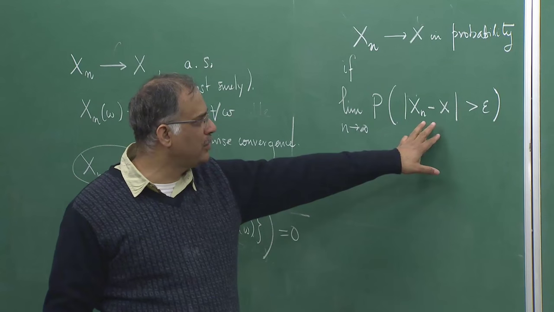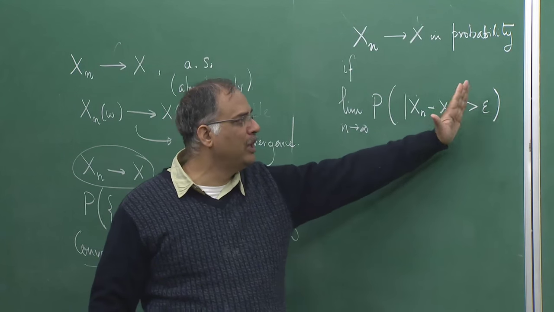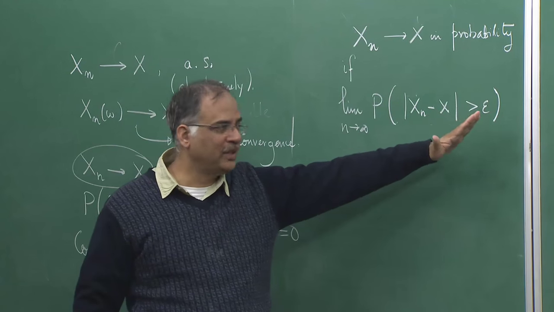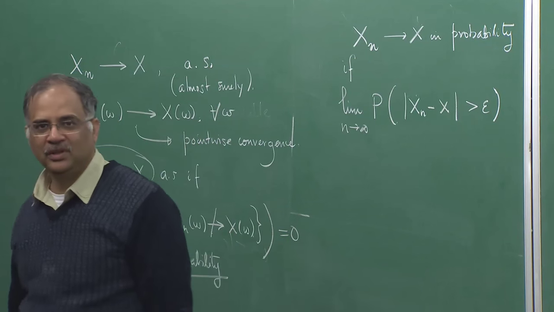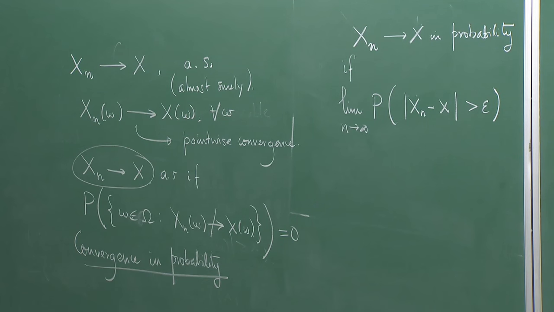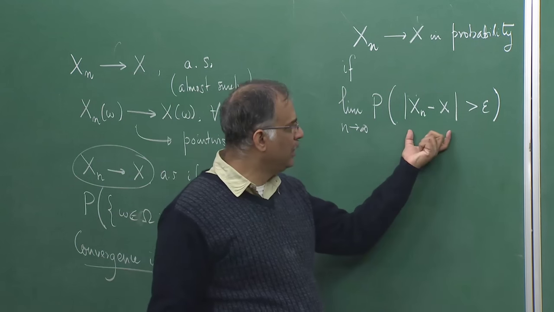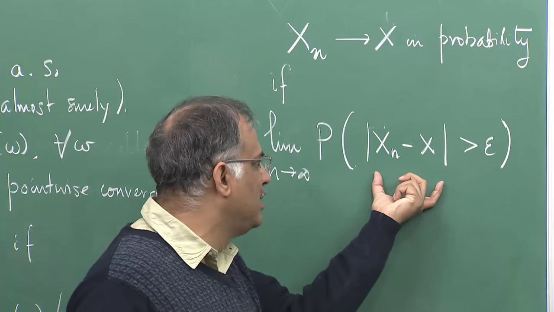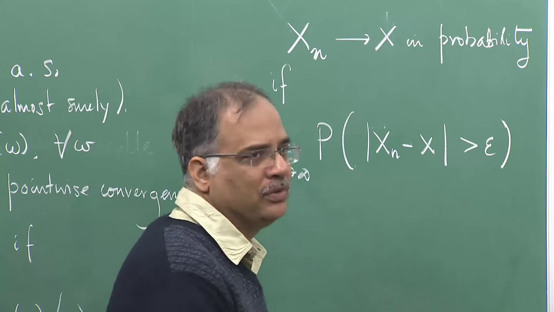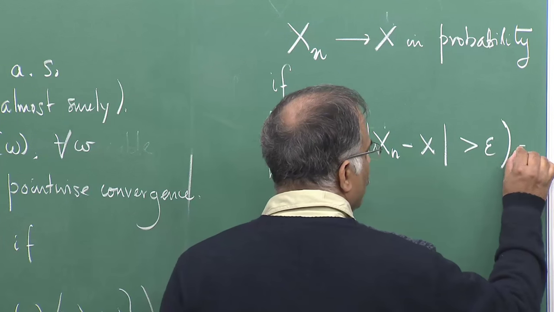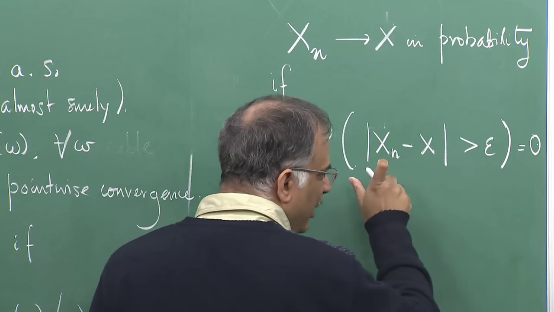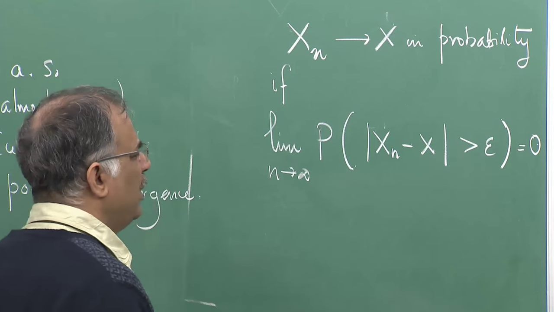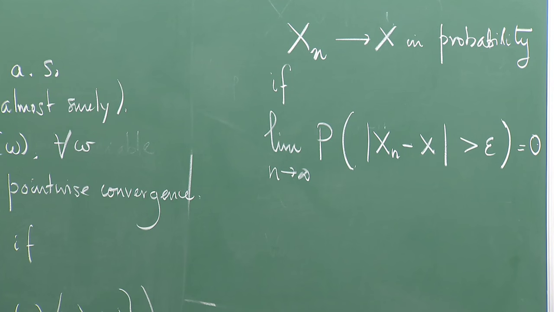so that this distance cannot be bounded away from 0. There cannot be a positive number such that this distance would always be greater than that positive number. So the probability in the limit that this distance is bigger than some epsilon would be 0. So Xn is expected to be coming towards X. That is the whole idea. That sort of explanation one might think.